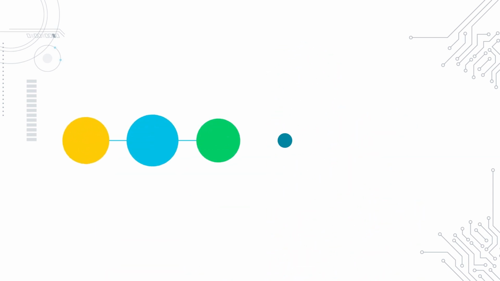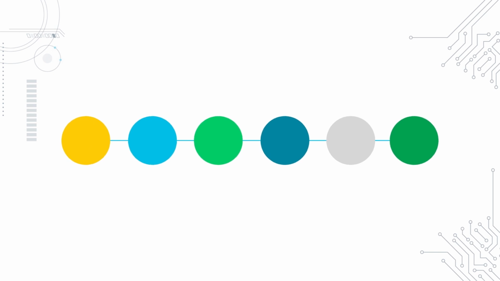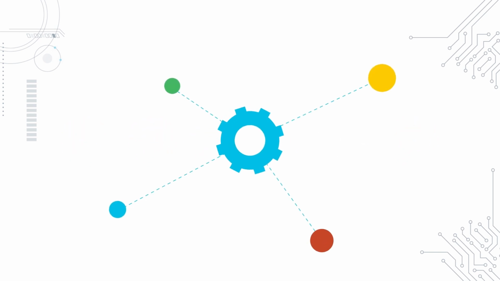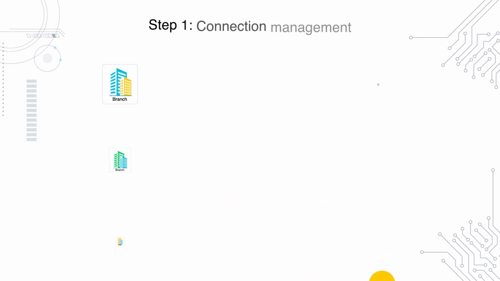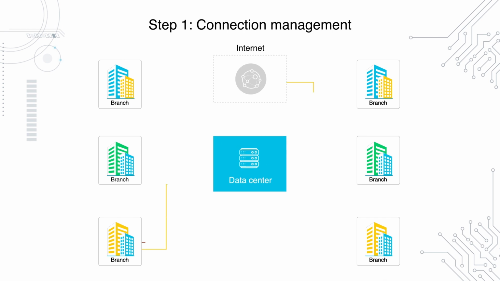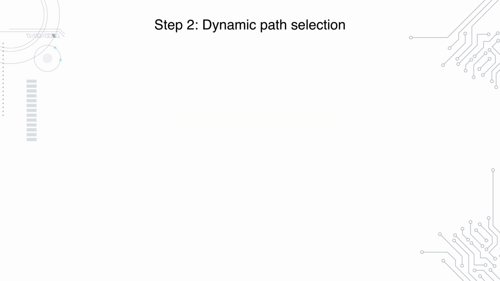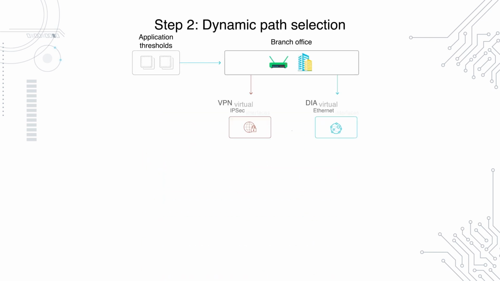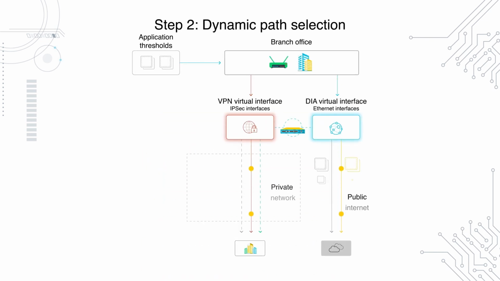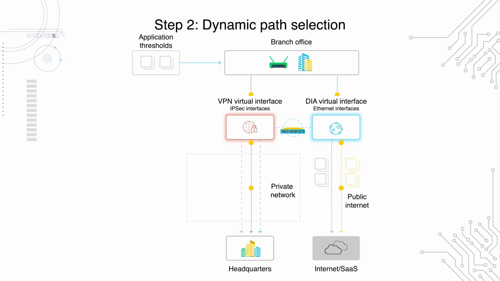Here's a step-by-step breakdown of how SD-WAN appliances work. Step 1. Connection management. SD-WAN appliances start by establishing connections to multiple transport services, traditional MPLS links, broadband internet, or LTE networks. Step 2. Dynamic path selection. Using the performance data, the SD-WAN appliance dynamically selects the optimal path for each data packet.